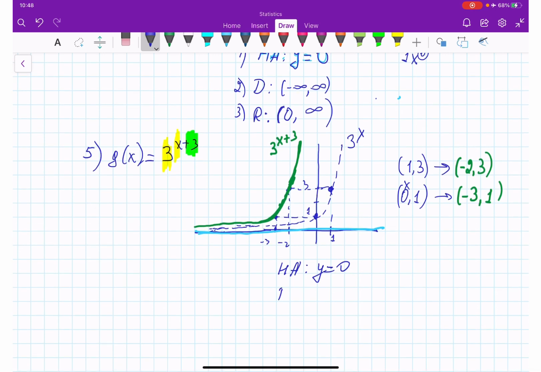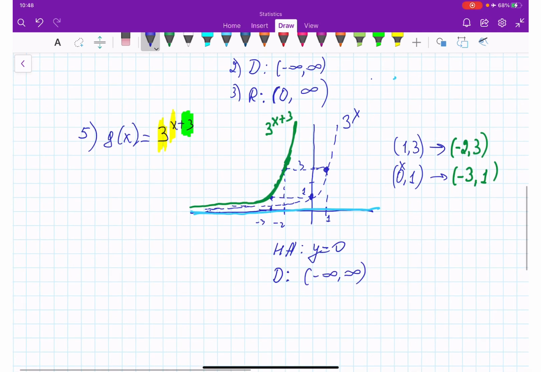Next, domain. Domain is going to be the same way. It's the same graph, smooth, no breaks, no sharp corners. So it's going to be negative infinity to positive infinity. And the range also, it's going to be from 0 to positive infinity. It's going to go up from 0. But not including 0. That's why I put parentheses, because 0 is not included. Question number 6.